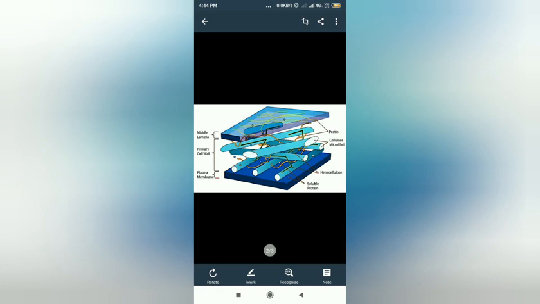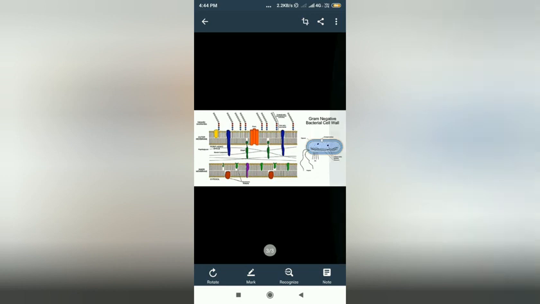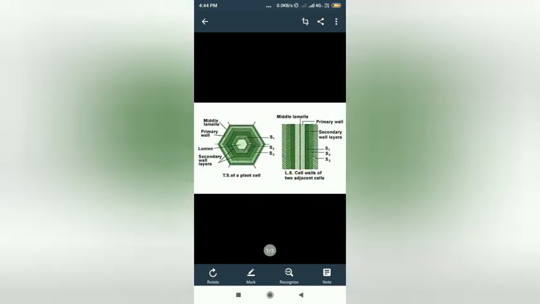So now coming to the functions of the cell wall. Actually, there are three main layers present in the secondary cell wall: S1, S2, and S3. The difference only lies in the orientation or the position of their cell arrangements. So, the functions of the cell wall.